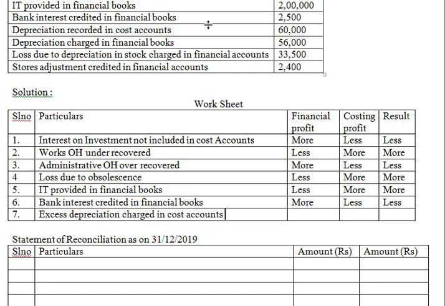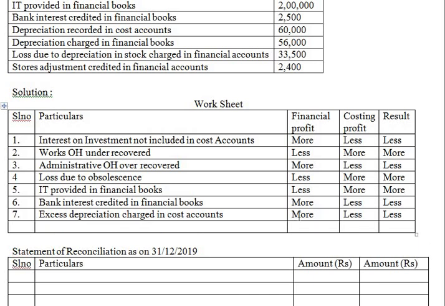Why? Because the amount is more in the cost account. It is 60,000 and 56,000. So compared to these two, the financial books have recorded less. So excess depreciation is recorded in the cost accounts. Your financial profit will be more, costing profit will be less, and the result will also be less.